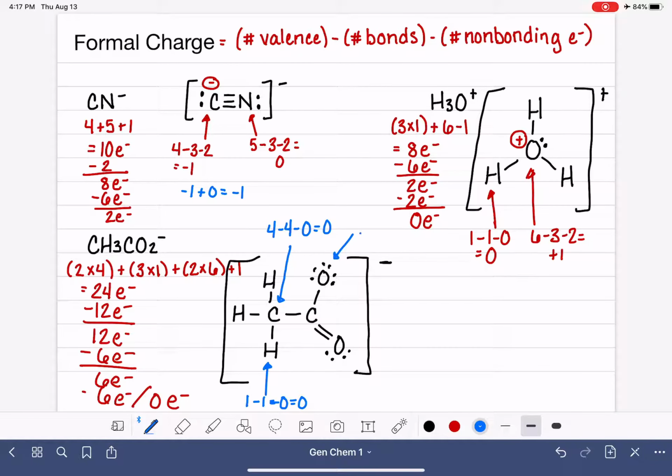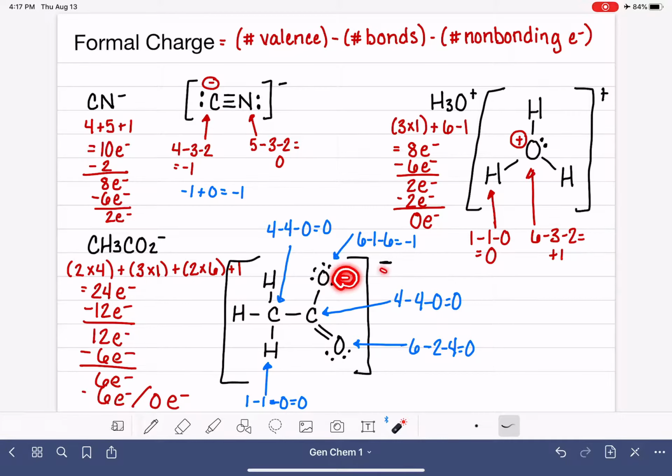Oxygen has 6 valence electrons. This oxygen has 1 bond and 6 non-bonding, so that's a minus 1 formal charge. We'll write that one down. This carbon atom has 4 valence electrons. It has 1, 2, 3, 4 bonds, no non-bonding, so that's another formal charge of 0. And our last oxygen atom, 6 valence electrons, 2 bonds, and 1, 2, 3, 4 non-bonding is another formal charge of 0. So first thing we should check is, do the formal charges sum up to the overall charge, which it does, a -1 and a -1.